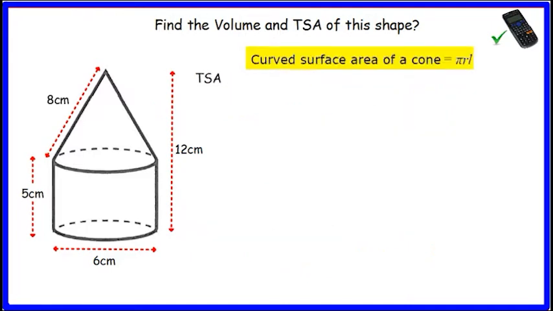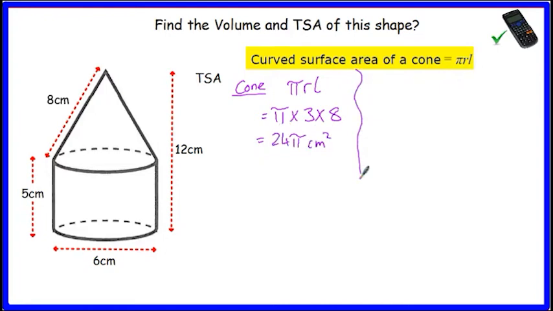The total surface area of the same shape. This one's a bit more advanced. So I do the cone. The cone is pi r L, which is pi times radius, which is still 3, times L, which is 8. This is L in a cone. That's 24 pi centimeters squared.